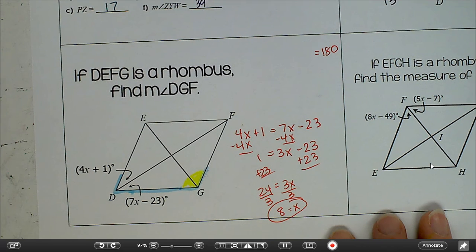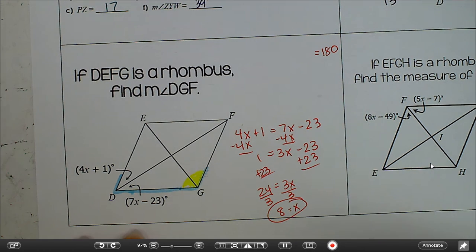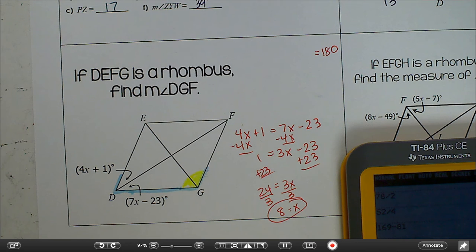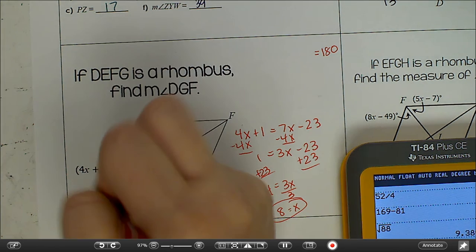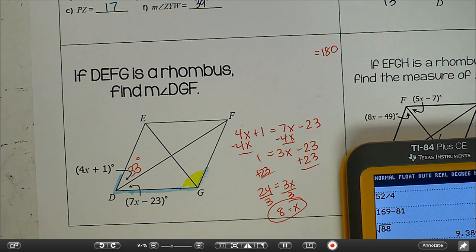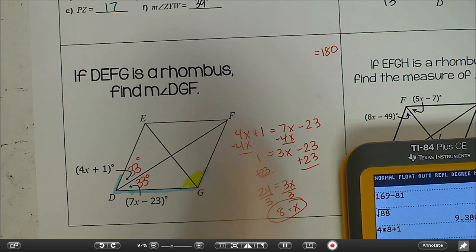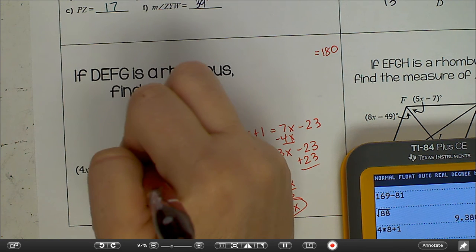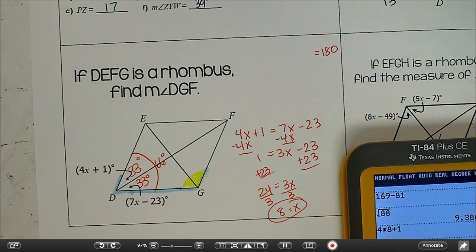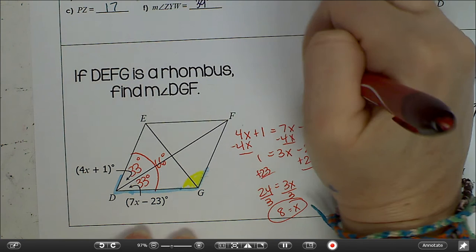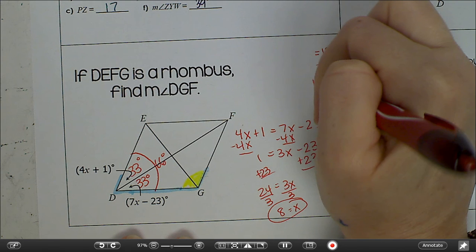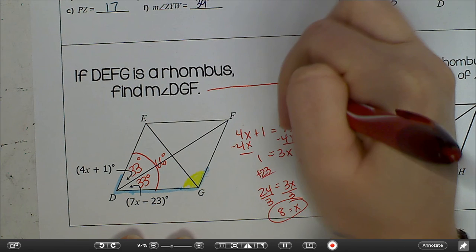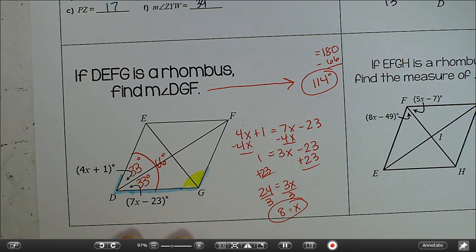All right, so I have x is 8. What should you do next? I hope you said substitute. I'm going to substitute in. So this is 33. Now, if I did this right, this should end up being 33 too. And it is, so great. Which means that this entire angle is 66 degrees. So 180 minus 66 is 114 degrees. So the measure of angle DGF is 114 degrees.